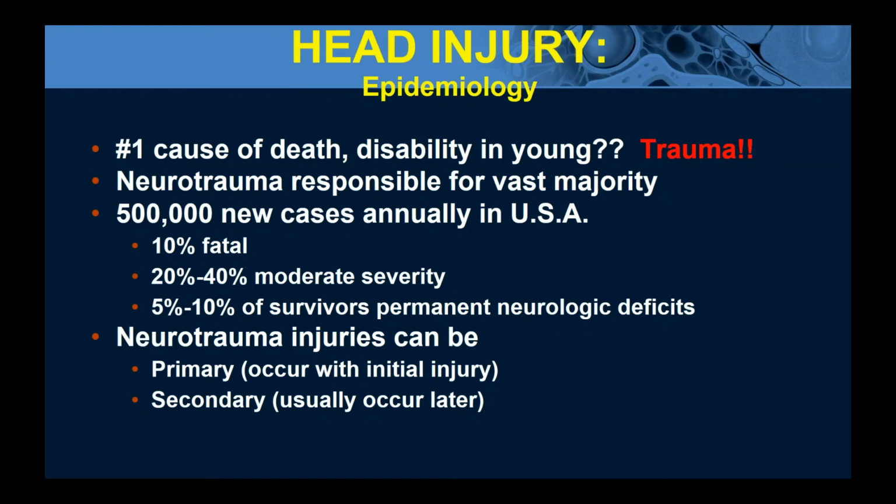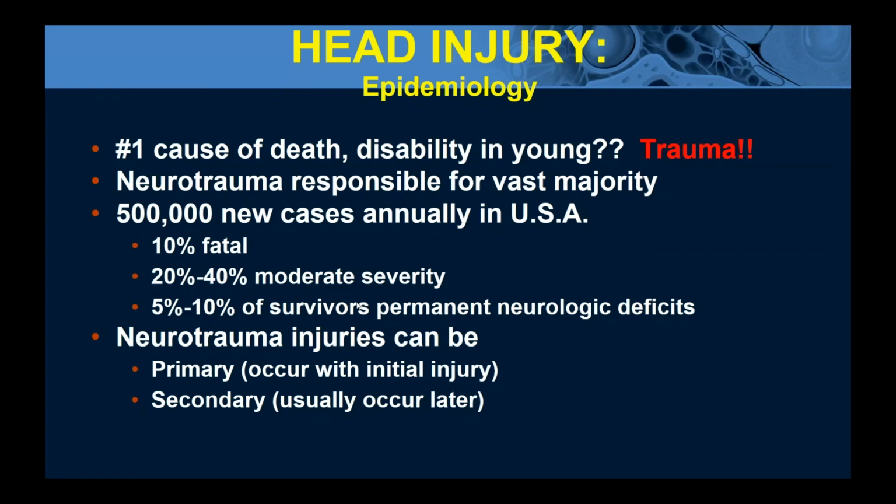If you want to ask what is the number one cause of death and disability in people your own age, it's trauma. And of all the trauma cases, neurotrauma is the one that results in the most deaths and the most long-term disabilities. We've got 500,000 new cases annually in the US. And of these, about 10% are fatal, about 20 to 40% are moderately severe, and about 5 to 10% of the survivors have permanent neurologic deficits.